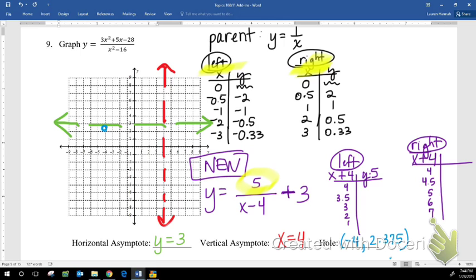Sorry, I'm trying to change the highlighter color here. I guess I'm not that smart. The second thing I'm going to do is apply the plus 3. Okay, so we'll go ahead and do those calculations quickly.